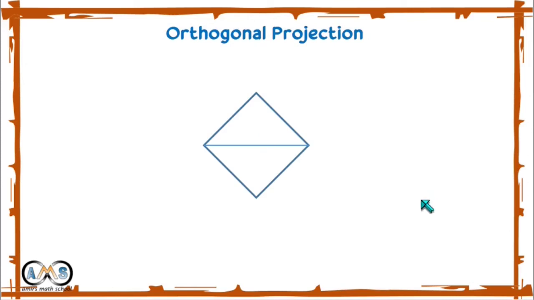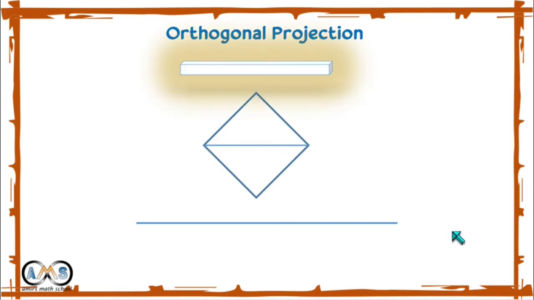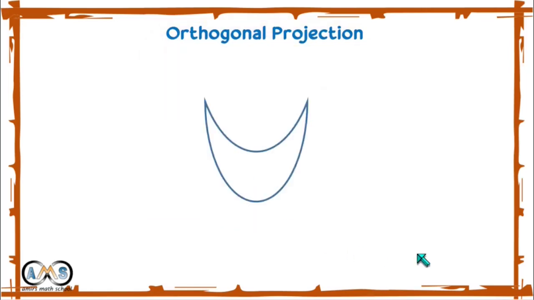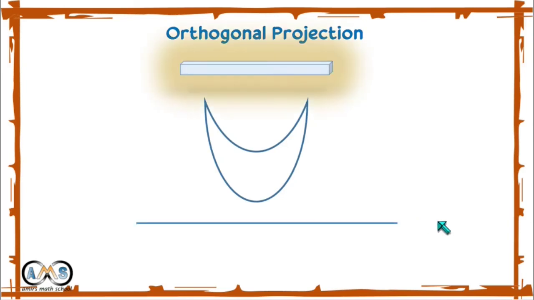Let's consider one square in this position. Here this one is the diagonal. So in this case the orthogonal projection will be this length, that is one straight line which is equal to the length of this diagonal. Again, consider this type of shape, and in that case the shadow must be a straight line whose length is this one. So this is the orthogonal projection of this type of shape.